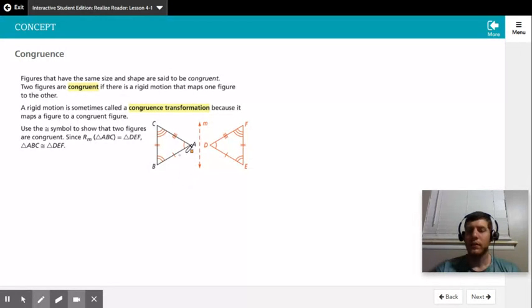Again, the corresponding sides on each figure are going to be congruent. So here, AB is congruent to DE, BC is congruent to EF, and AC is congruent to DF. So this is a reflection over line M. So the pre-image and the image are going to be congruent. So you have your three sides, and then angle A corresponds with angle D, so they're congruent. Angle B corresponds with angle E, so they're congruent. And angle C corresponds with angle F, so they're congruent as well.